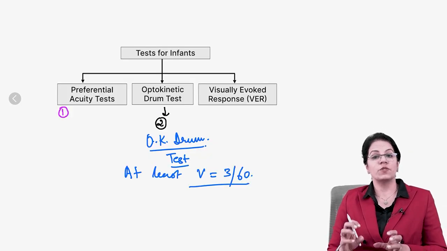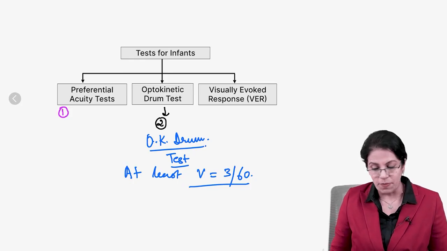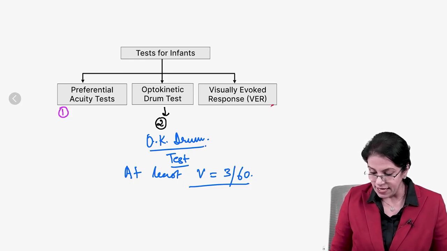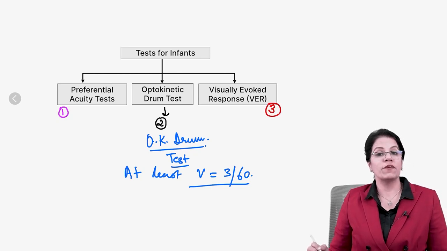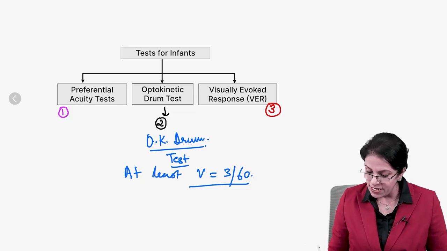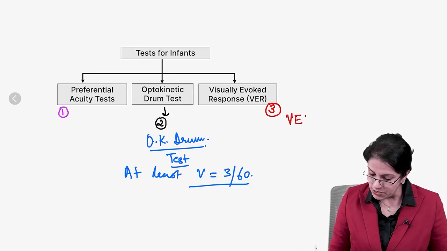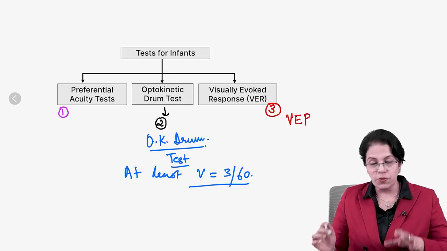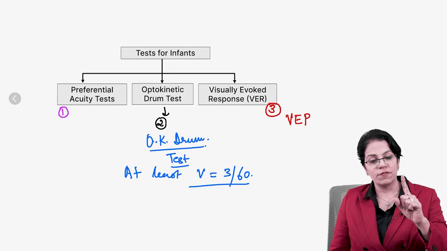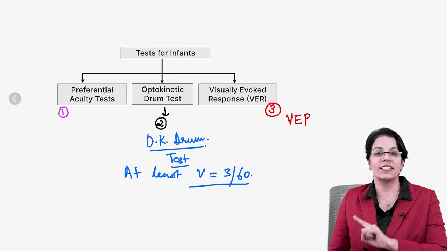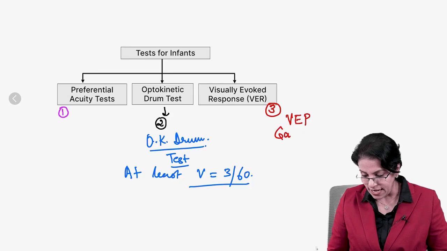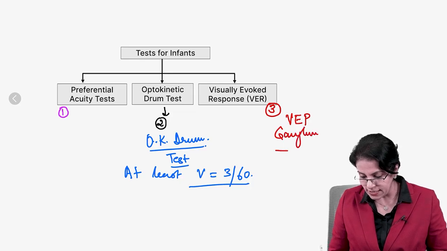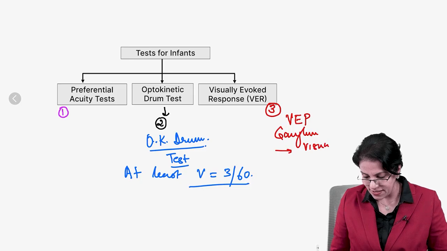The third method to see any activity, whether the visual pathway is fine or not, is electrodiagnostic test, that is VER, visual evoked response. We also call it visual evoked potential. Okay? So what is visual evoked potential? It is the activity from ganglion cell layer till the visual cortex. Hope you all remember your visual pathway.